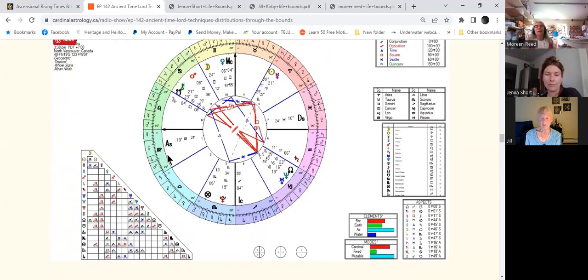This is moving, and the amount of time it takes to move is dependent on the latitude that you were born. Because of the whole idea of fast ascensions and slow ascensions, that's what creates the variability, because otherwise we all have this same list of bounds going all the way around the chart. Yeah, they just have a different rhythm to them. Exactly. Different stars at different times. Yeah, exactly. Okay.